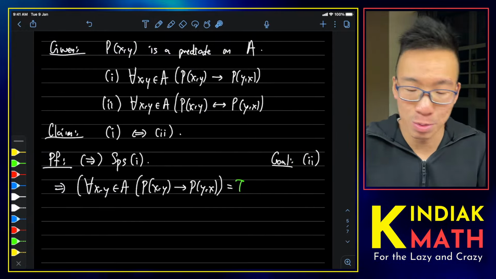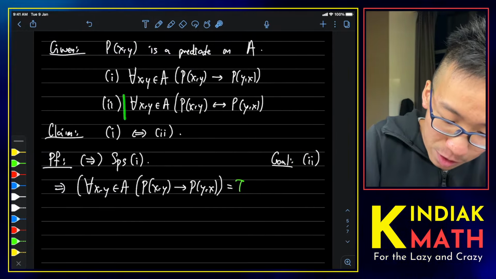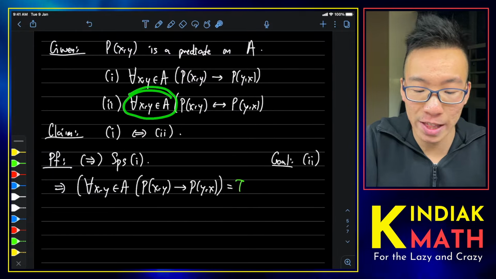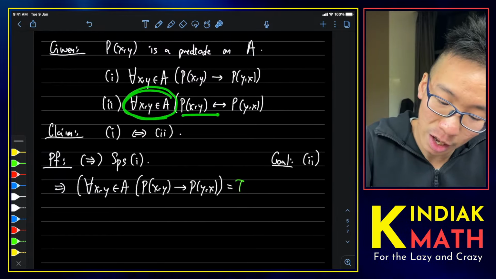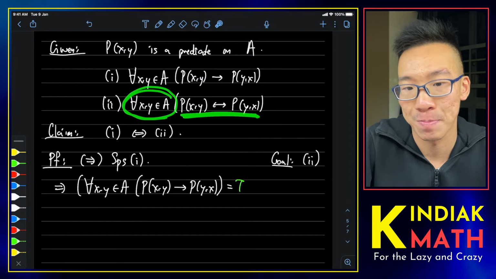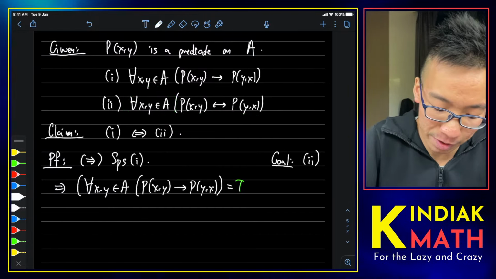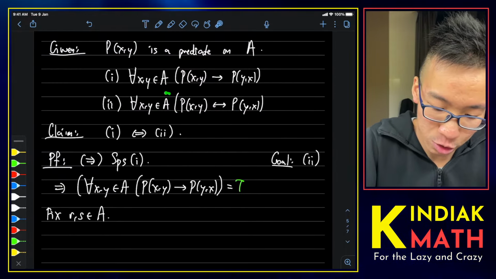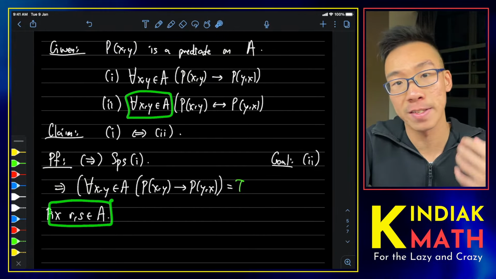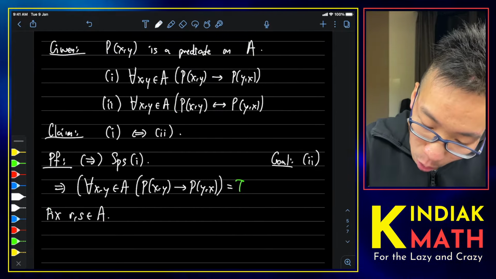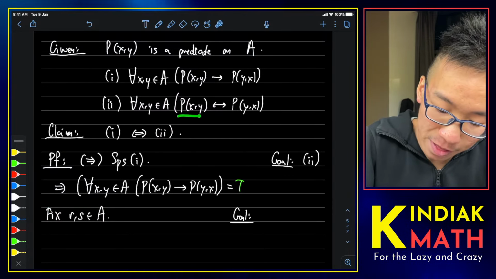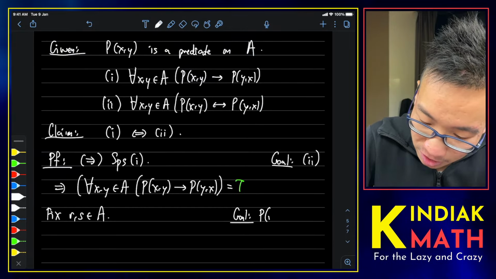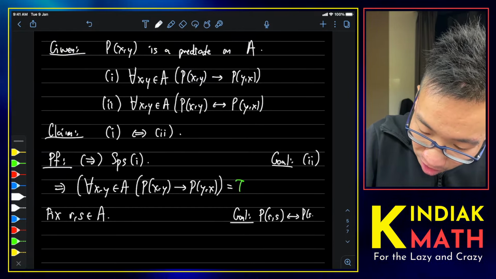Well, what is 2? Well, 2 refers to this universal statement. So what do we need to do? We need to show that no matter which elements x and y you pick, this proposition works. So to make things a little bit clearer, I'm going to fix R and S inside A. That is choosing the elements inside the set A. And the goal is to prove that this implication holds. That's the goal. The goal is to prove this implication holds.